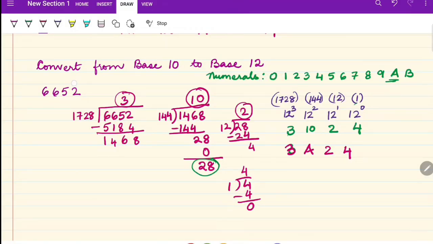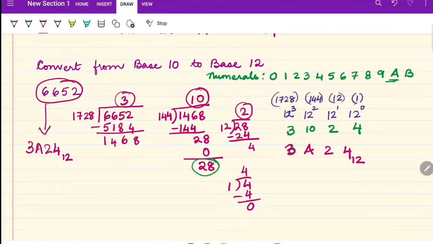So 6,652 converted to base 12 is 3A24, but you have to put a subscript here of base 12, indicating that this is a base 12 number. If you don't put it, even though there's A in it, people can mistake it thinking it's a hexadecimal. Hexadecimal also has an A in it, all right? So make sure that you specify by putting the subscript of the base this number belongs to, right?